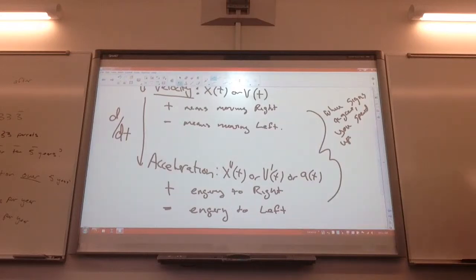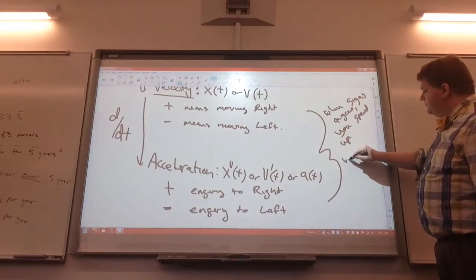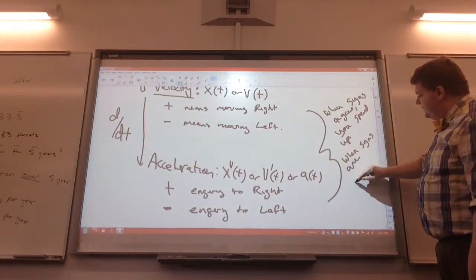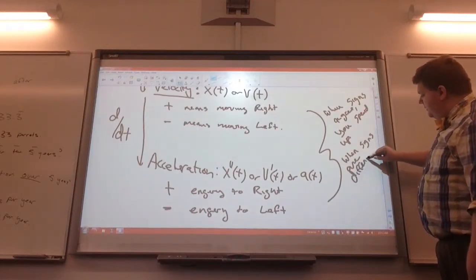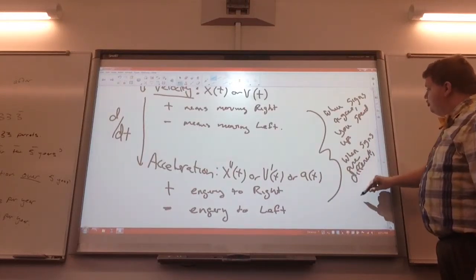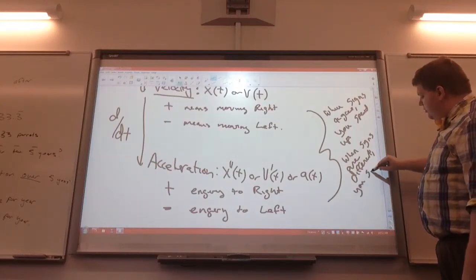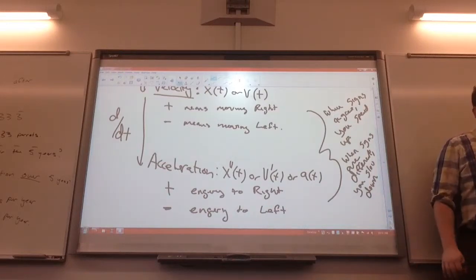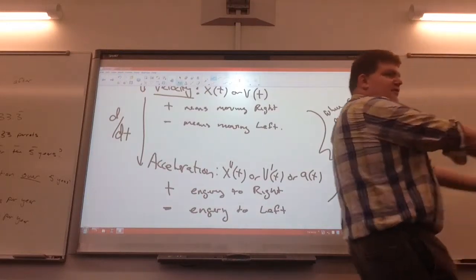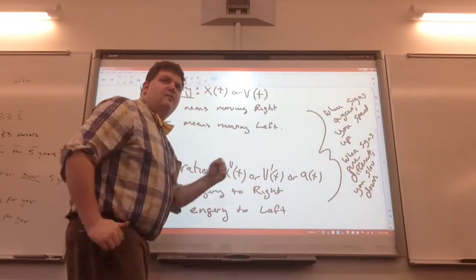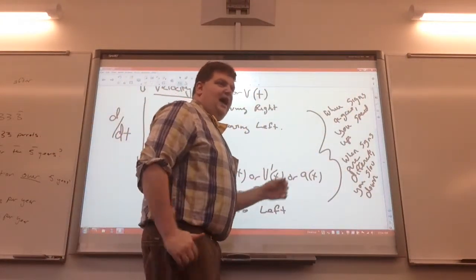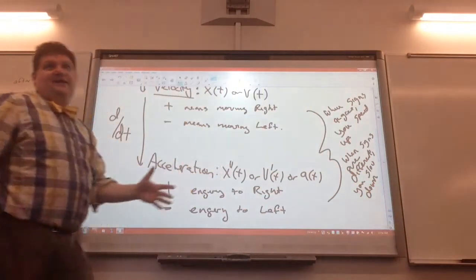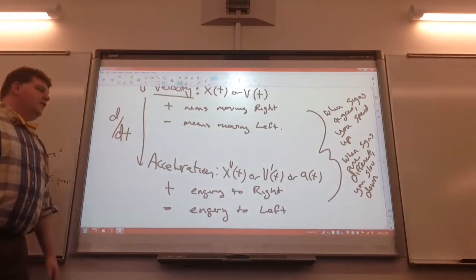Okay? If they're different, when signs are different, you slow down. So again, if my velocity, for example, is positive, if I'm moving to the right here, but my acceleration is to the left, I'm going to slow down, and eventually I'm going to stop moving right and start moving left, unless my acceleration also changes. So keep that in mind.